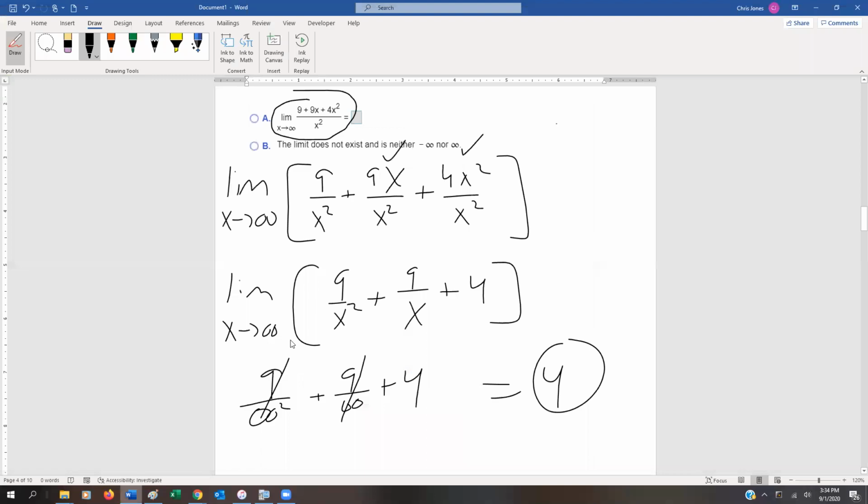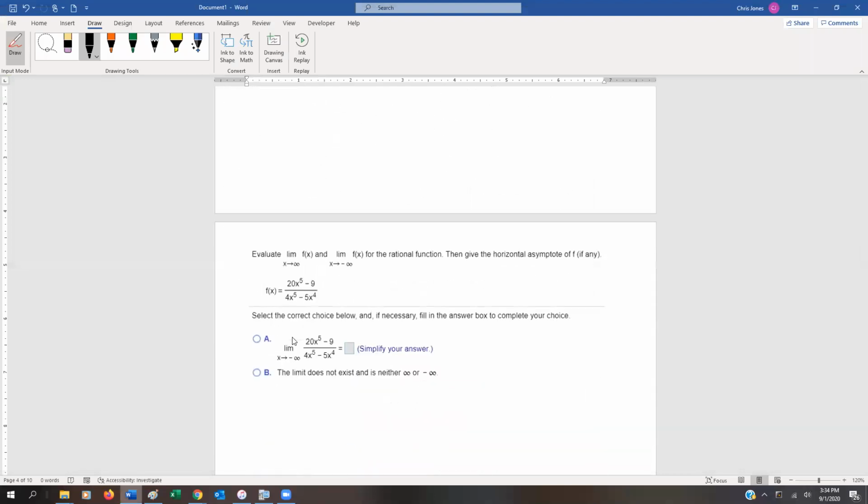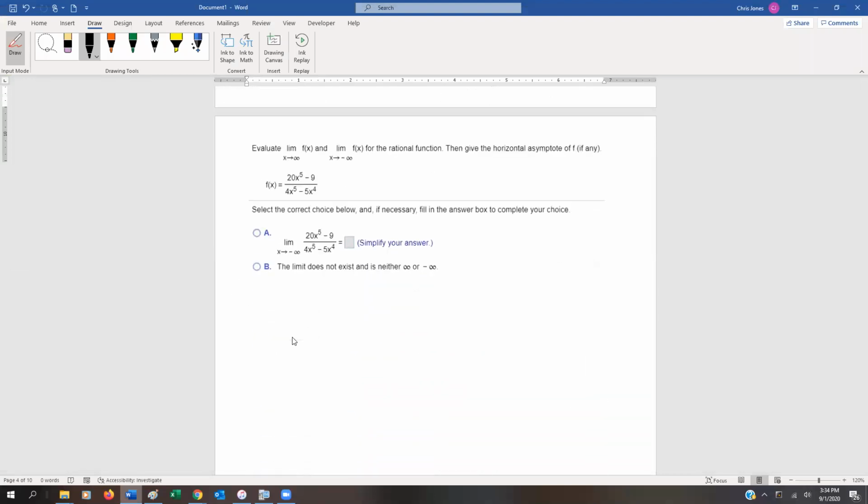Now, another problem. This time it's a little bit different because we don't have a monomial. So we have 20x to the 5th minus 9 over 4x to the 5th minus 5x to the 4th. And what we're looking for is both positive and negative infinity values. Now, certainly we can graph it, but let's try to look at the analytic techniques first for this.